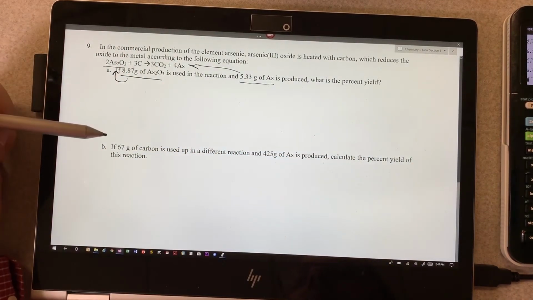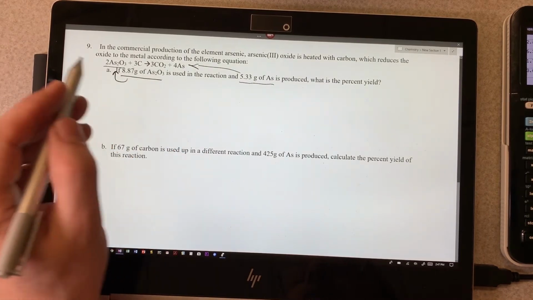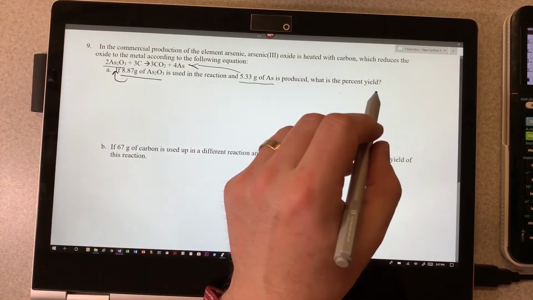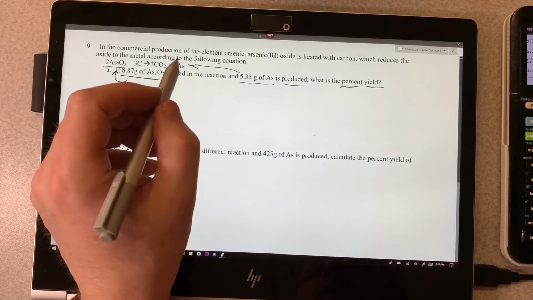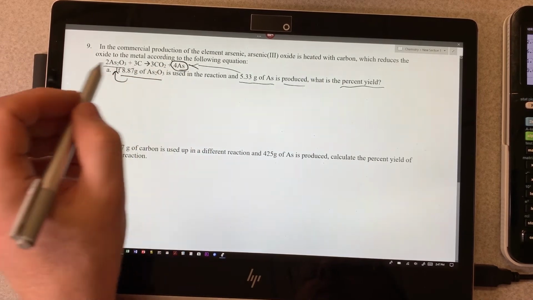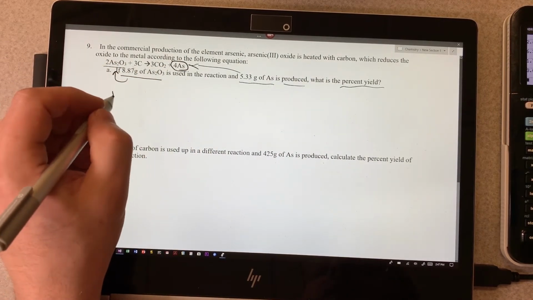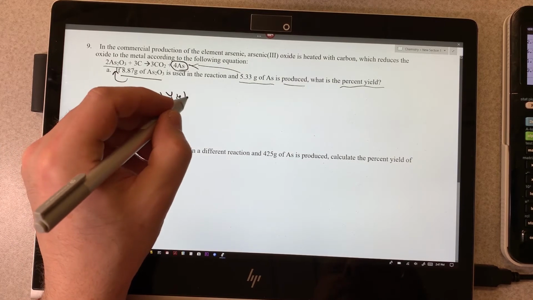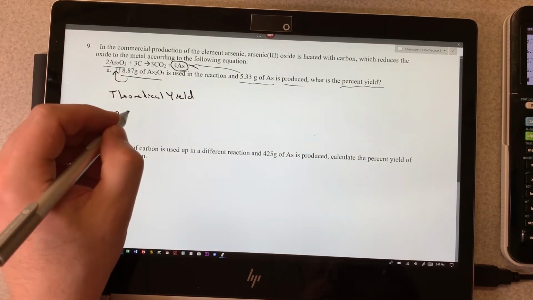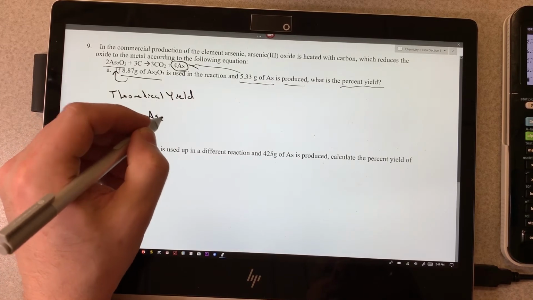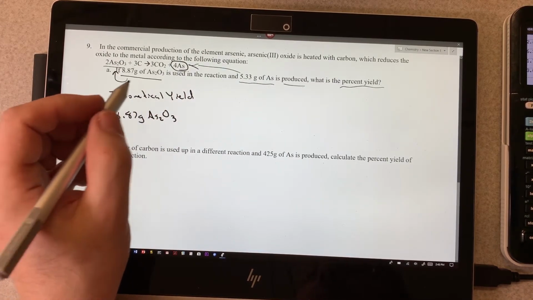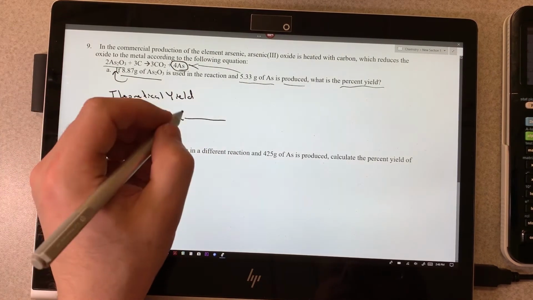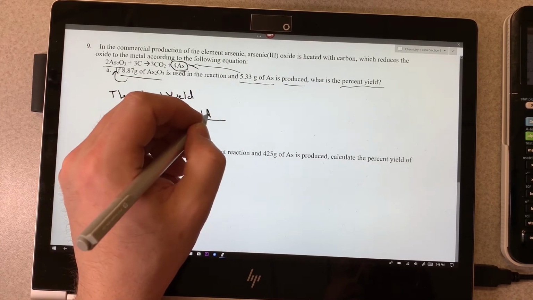Well, this one is not a limiting reactant problem because I only have one reactant. So I'm just going to start off with the amount of that reactant. What's the percent yield? I'm told I have a product that I make, so I want to find out how much of this I can theoretically make. So this is a theoretical yield calculation. I have 8.87 grams of As2O3, and I'm going to find out how much arsenic I should be able to make from this.